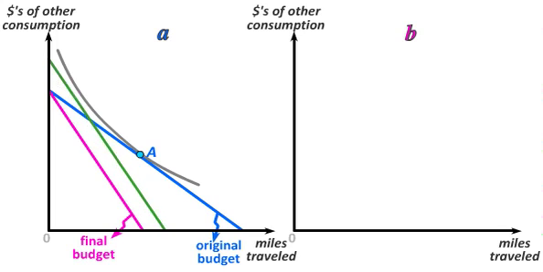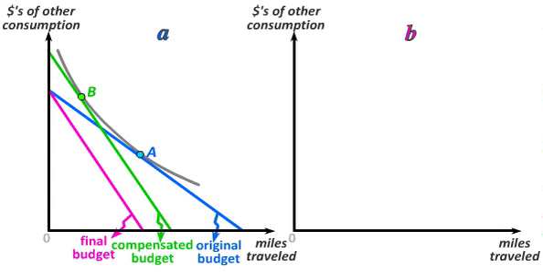We then isolate the substitution effect by drawing in the compensated budget, which is simply the final budget constraint shifted out parallel until it is tangent to the original indifference curve. This illustrates the consumer's change in behavior that is solely due to the fact that trade-offs have changed, rather than the fact that her real income or her real well-being has changed.